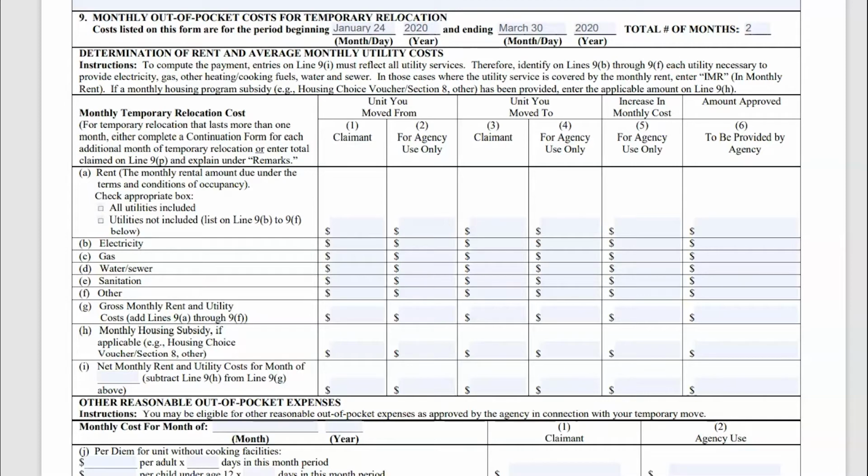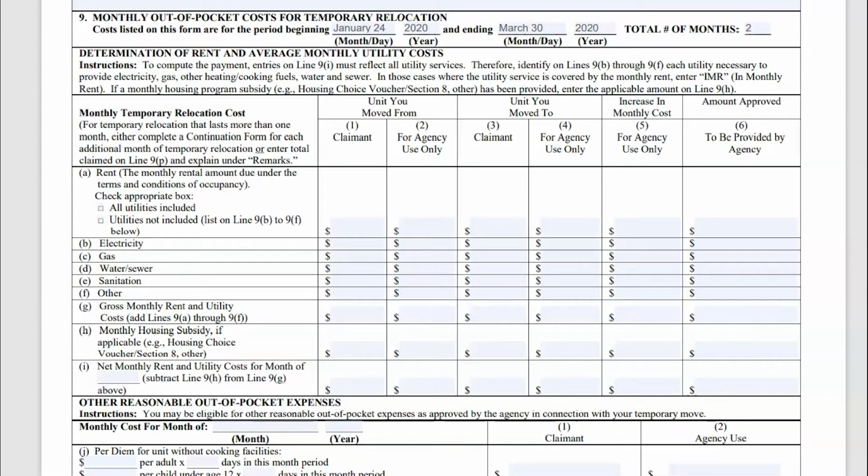If claimants are temporarily relocated more than 1 month, as can be seen in the total number of months listed above, they can either complete and attach an additional continuation form for each additional month, or they can enter the total claimed like 9P and explain the additional amount in detail in the remarks section.